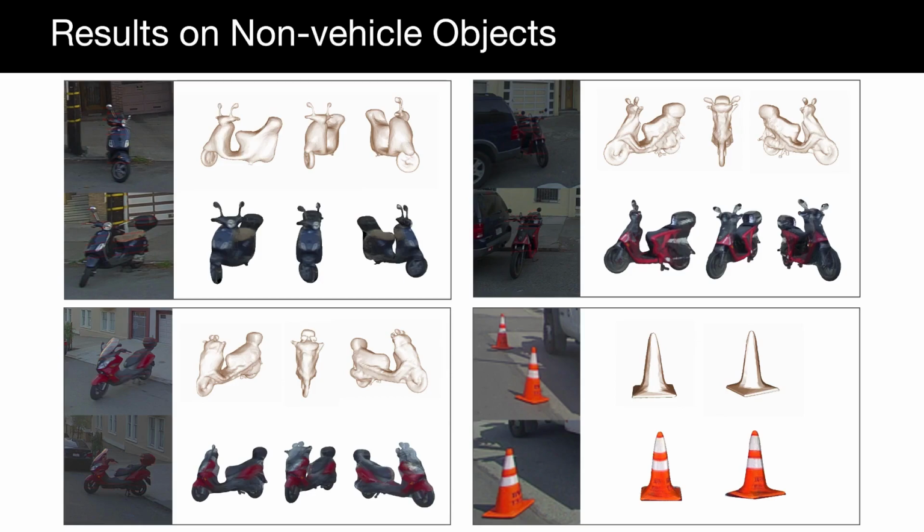CADSim also works on non-vehicle objects, such as motorcycles and traffic cones. We decompose the motorcycles into 3 parts: the handlebar, front wheel, and the body, enabling articulation.